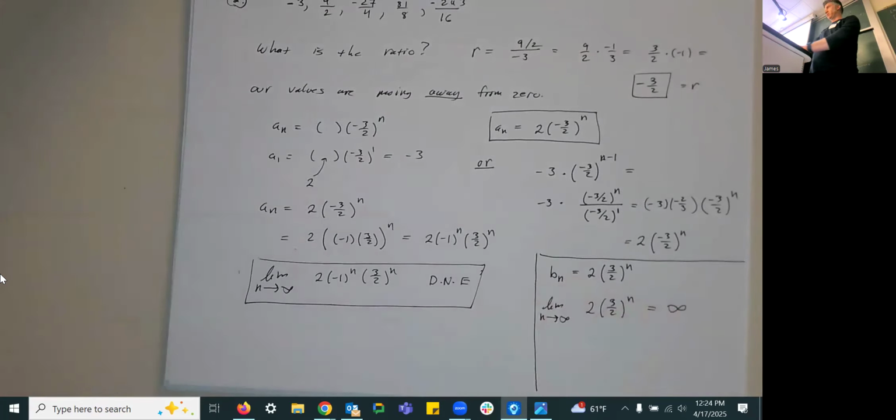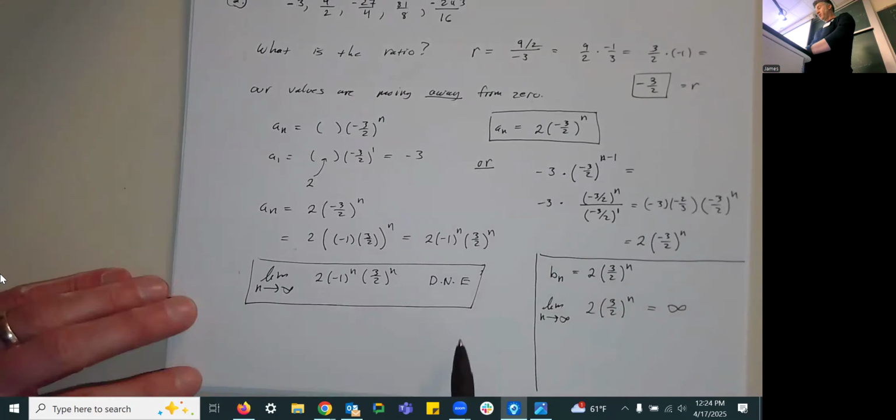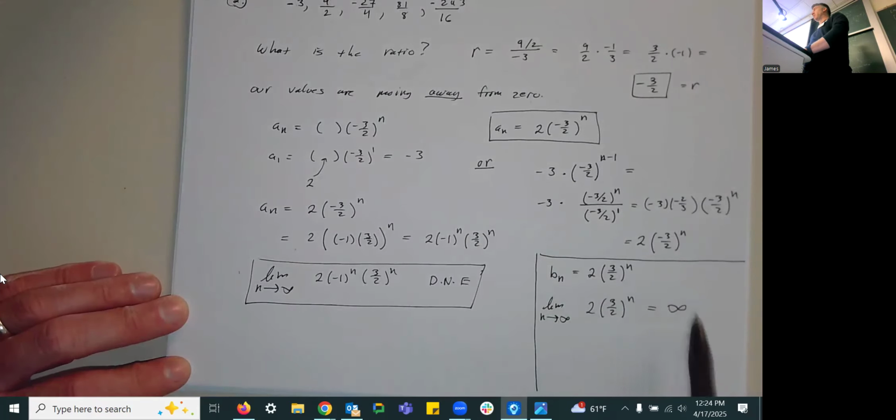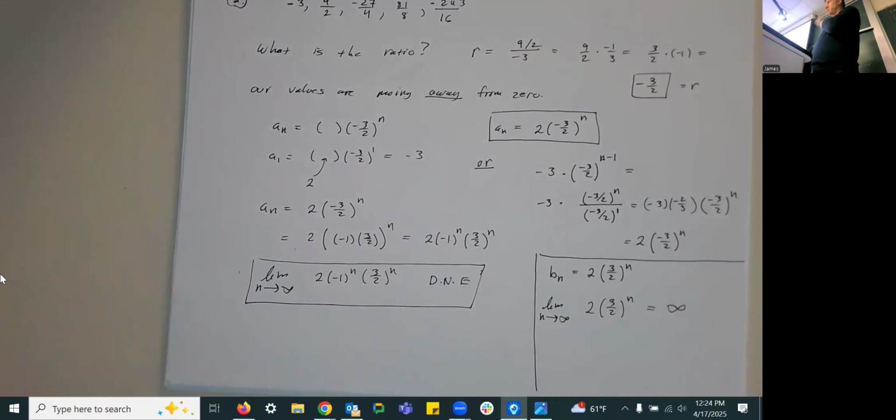This is a different sequence. I was just showing this one to contrast from that one. This one, you can't say it's positive or negative infinity because it's bouncing back and forth between positive and negative numbers. This one, you can say, yeah, it's getting really, really big, and it's always positive. So it's going towards infinity. Still doesn't exist. Questions about that?